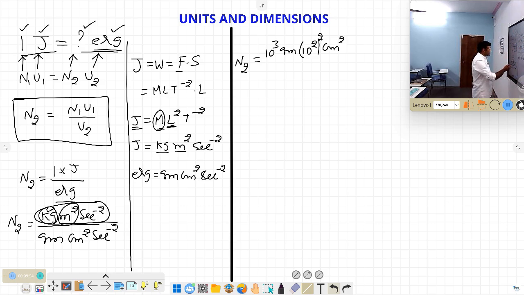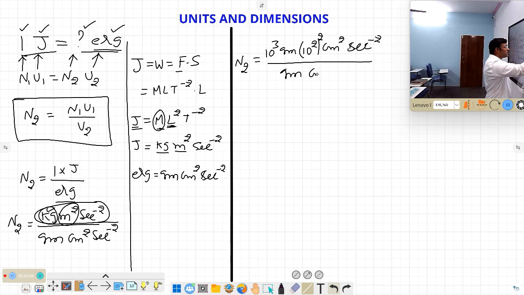Next, second. Time, anyway, the basic value is second only. So that's why we can write that is second minus 2. In the denominator, no need to convert because our answer is required in CGS only, that is gram, centimeter square, and second minus 2 is the fundamental way of writing the unit. Now you can cancel here. So in this case, gram gets cancelled, centimeter square, second square cancel.